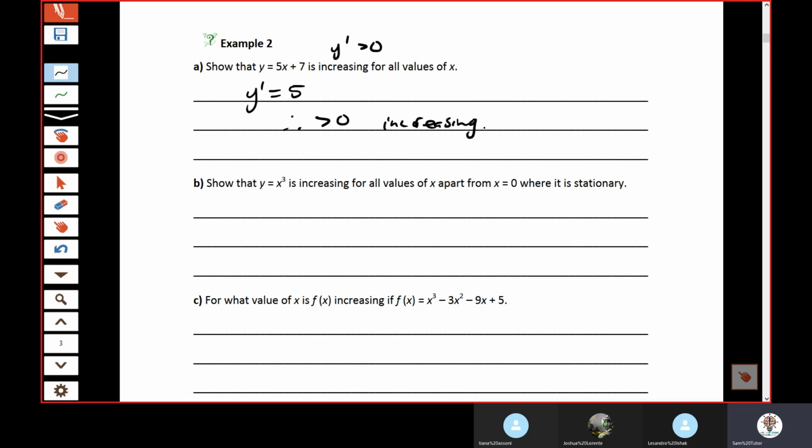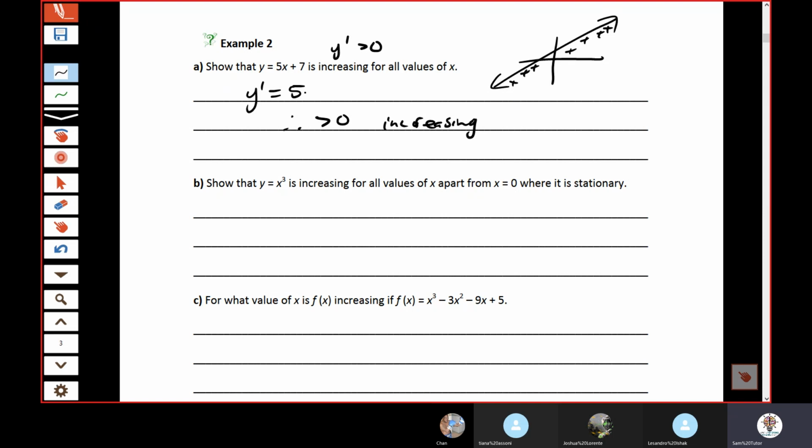Firstly, what graph is it? Let's make sure you know what kind of graph it is. Straight line. If you think of a straight line that has positive gradient, wouldn't you say the slope is always increasing? You know that. It's got nothing to do with this topic. But now we're just trying to show it a different way, through derivatives, calculus. It says show that it's always increasing for all values of x.